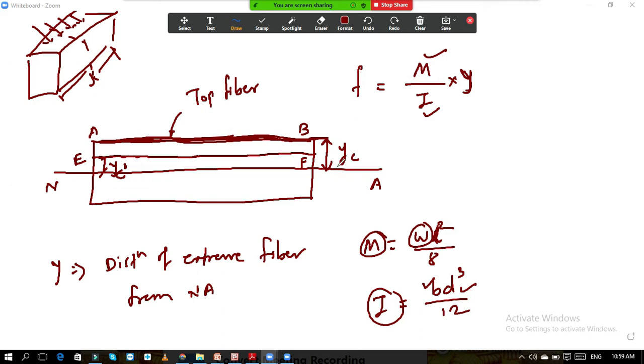And at the bottom, the maximum distance of the tensile fiber is YT. Suppose this is layer CD, and if I consider any intermediate layer over here, suppose it is MO, let this distance be YT dash. So you see this YT is always greater than this YT dash. So the tensile stress at the bottommost extreme fiber is always greater. I hope now you are clear with these points.